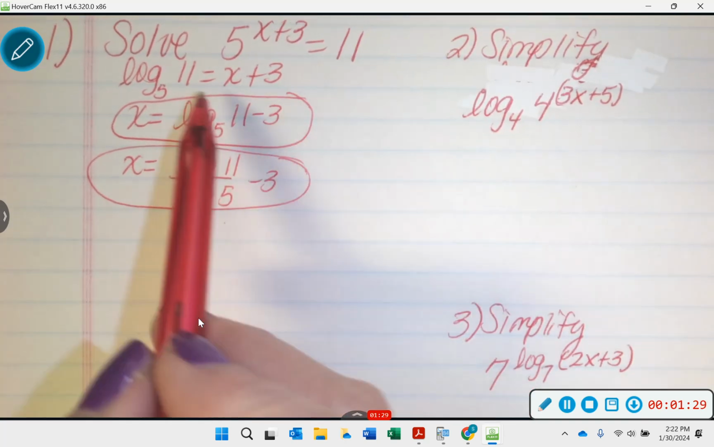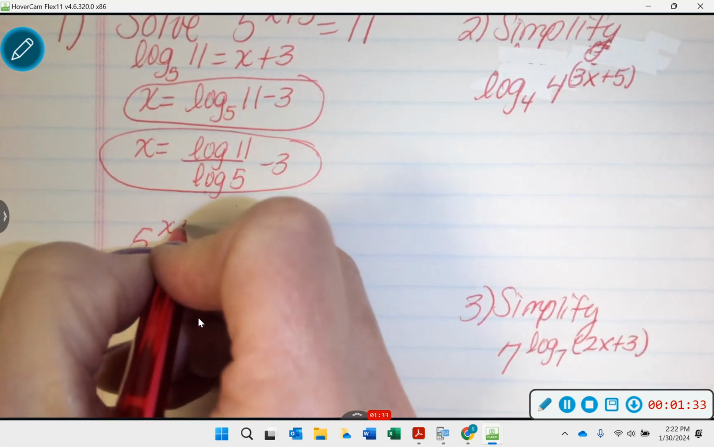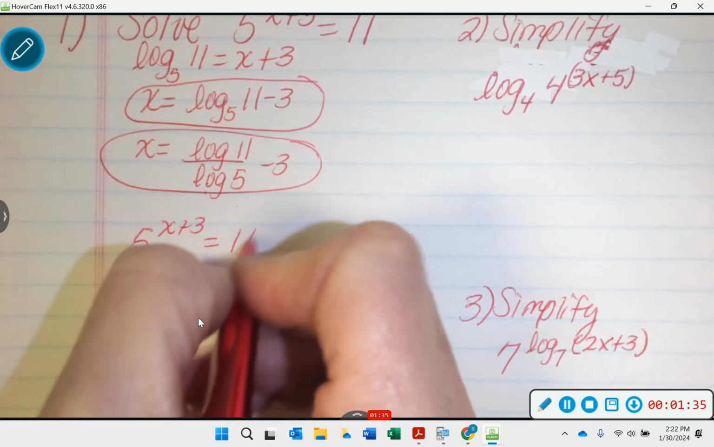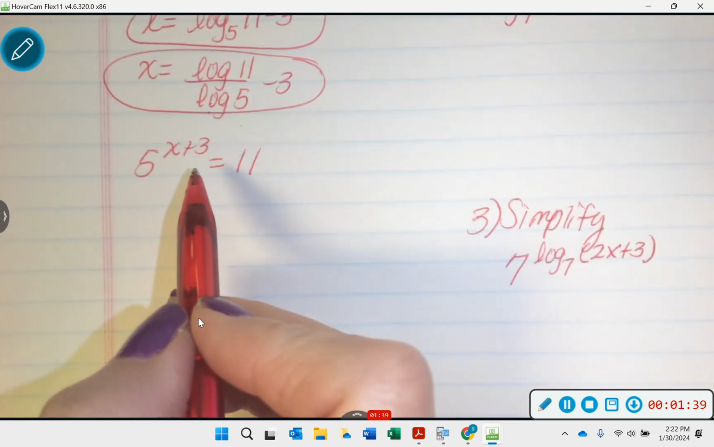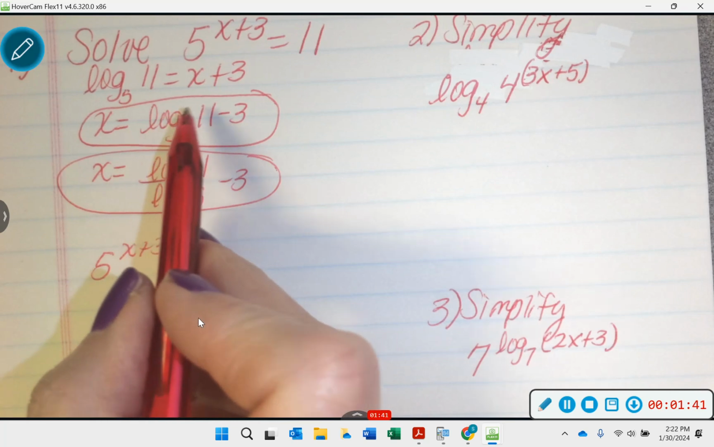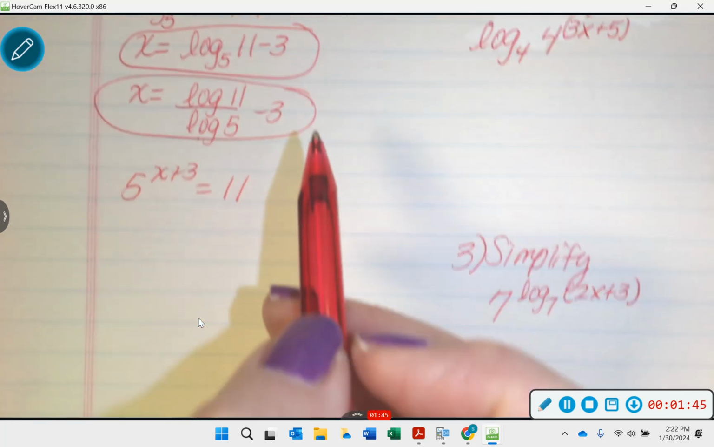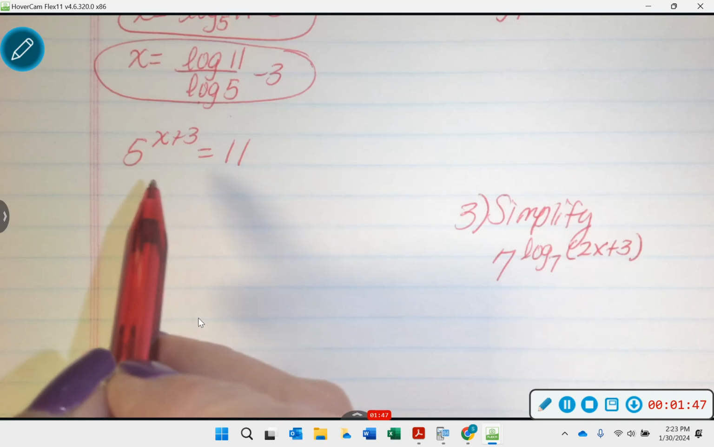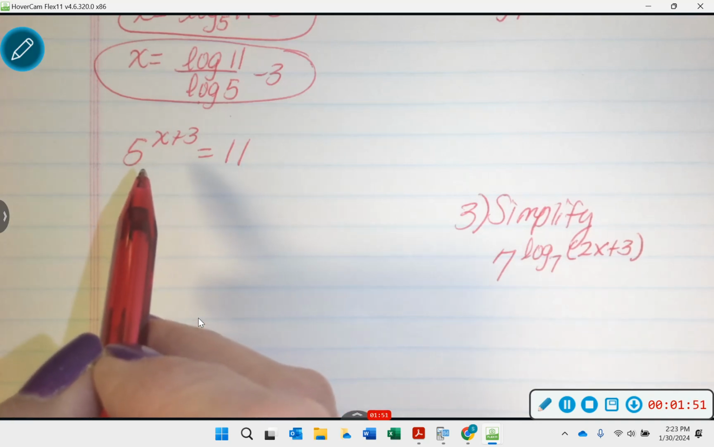Okay, I want to show you how to do this problem another way now. When we have an inequality, meaning less than or greater than, this method will not work. The inequality doesn't go the right way. So to save you that aggravation, the other way we can do this is to use inverse operations.